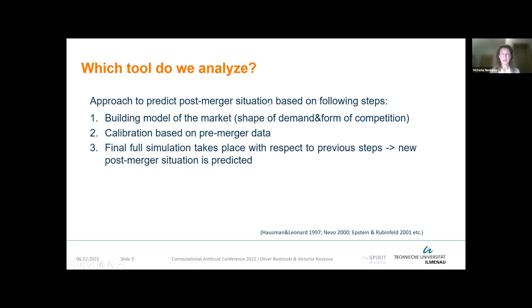To give you a bit more insight into how this approach works: first of all, competition authorities, or anyone who applies this kind of tool, need to build a model of the market, both sides, the shape of demand is needed and the form of competition. Then this model needs to be calibrated based on pre-merger data, which is available from the market. And then, as a next step, the simulation takes place with respect to the previously done steps. And as the final expected outcome, we have the post-merger situation, which is predicted based on available data, and which is supposed to provide us with a good, solid base for decision making in this situation.